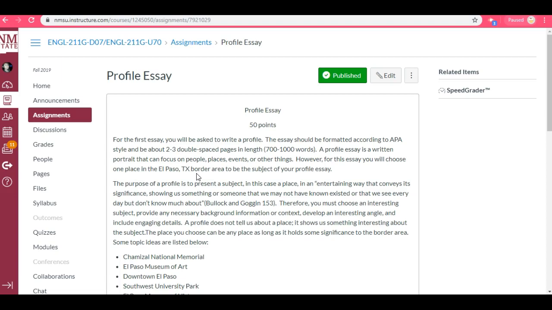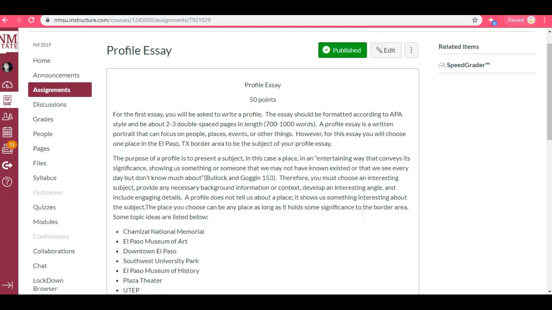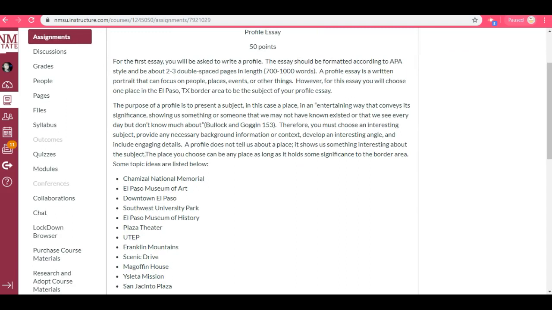So, in a nutshell, a profile essay is a written portrait, and it can focus on a lot of things such as people, places, events, but for this essay we are going to focus on a place in the El Paso, Texas border. One of the things you want to take into consideration when selecting a topic is that you should pick a place that is pretty well known, but also a place that is significant to this border area. Of course, something being significant to a city is very subjective, right? So it's up to you in the essay to show its significance.